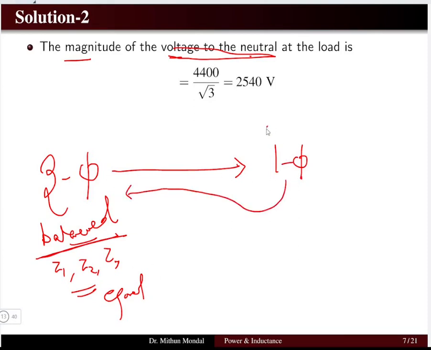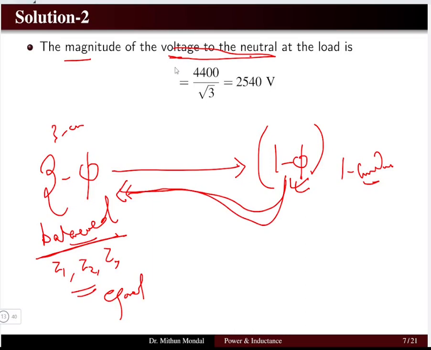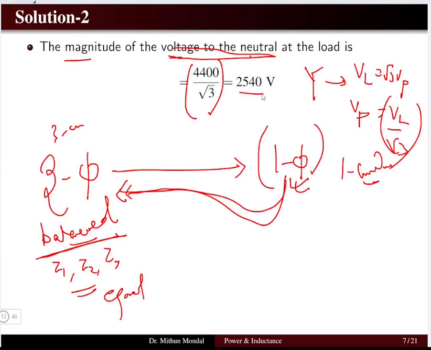Now why are we solving the system in single phase? The reason is that here you have three conductors, but you have only one conductor there. So it is always helpful if you can solve the problem in single phase and then transform the result to three phase. First I will transform the line voltage to phase voltage. As I said, for a star connected system, the line voltage is root 3 times the phase voltage. So the phase voltage is equal to line voltage by root 3, which gives 2540 volt. That is the voltage to the neutral for the star connected load.